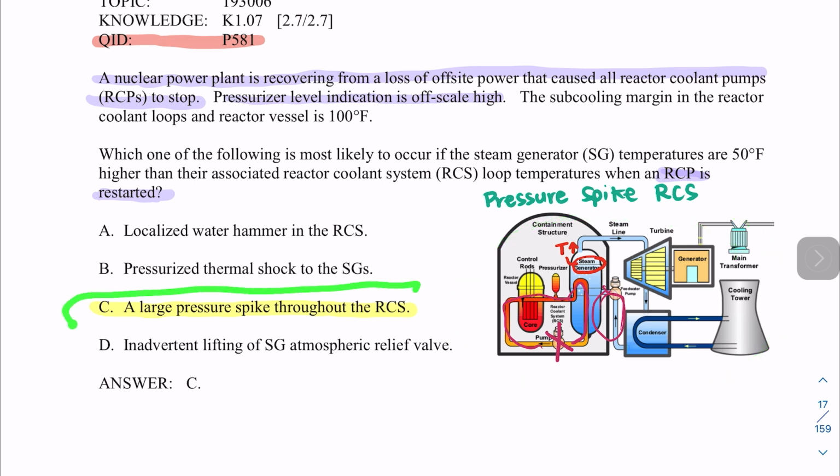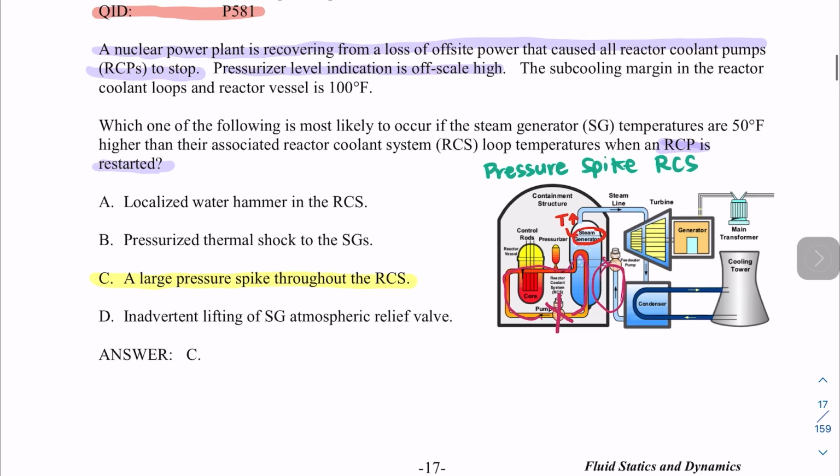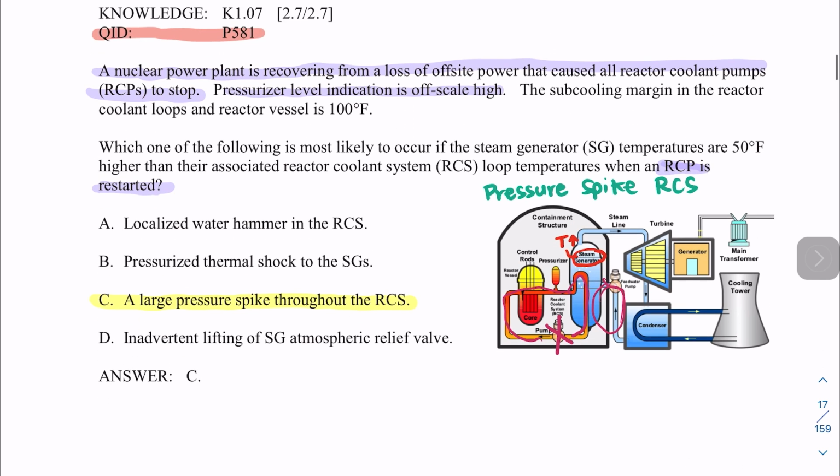So what's going to happen? We're going to have a large pressure spike through the RCS, and we said that that's a safety issue. We need to make sure that that doesn't happen. We need to warm the system. We need to do different things in order to make sure that this doesn't happen.